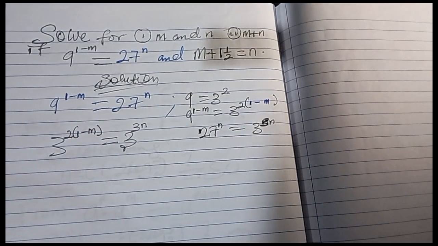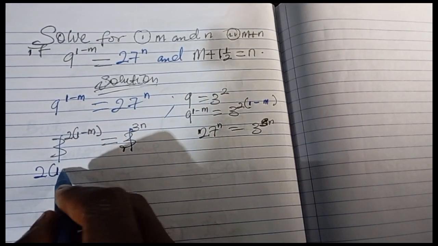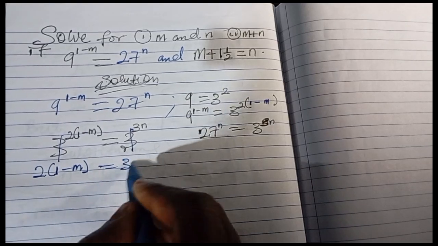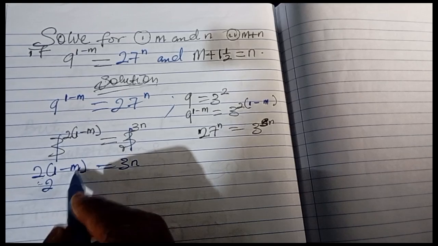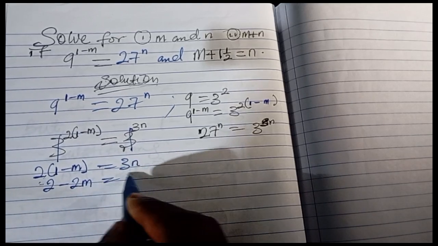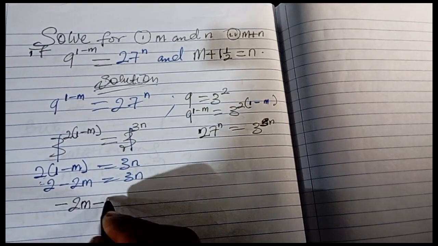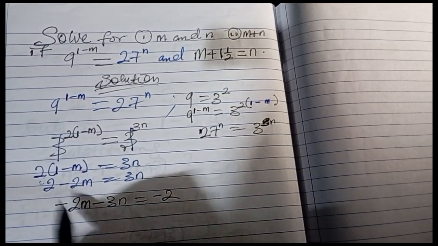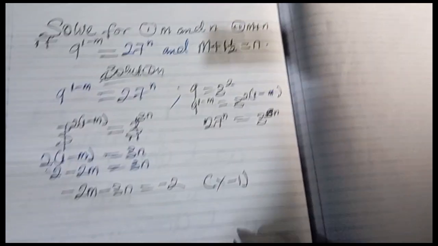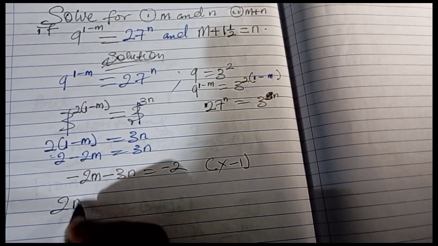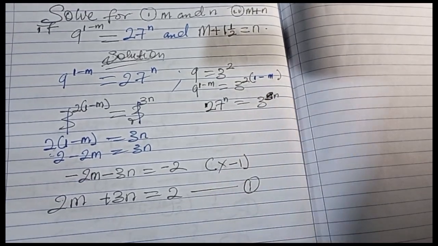Alright, now let's cancel the base and then equate the powers. So I can have 2(1 minus m) is equals to 3n. Now this is same as 2 times 1 is 2, 2 times minus m is 2m equals 3n. Now rearranging, you have minus 2m minus 3n equals to minus 2. So minus 2 crossing equality sign. Now here, let's multiply through by minus 1. You can have 2m plus 3n equals to 2. Let's call it equation 1.